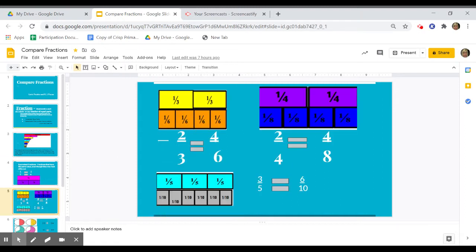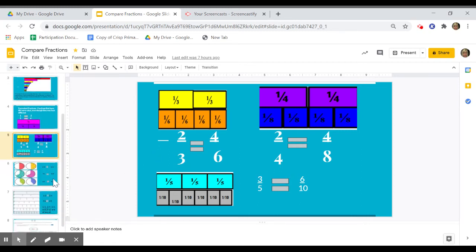Here are some more fraction bars we've talked about this week. Just for instance, what about 3/5 and 6/10? You have 3/5, 1/5, 2/5, 3/5, and you have 6/10. And yes, they are the same. They are equivalent. They may look different, but they're equivalent.